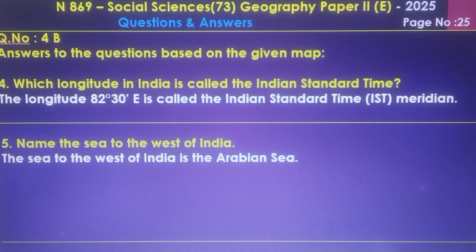Question number 4, which longitude in India is called the Indian Standard Time meridian? The longitude 82 degree 30 E is called the Indian Standard Time, IST, Meridian. The fifth one, the name of the sea to the west of India. The sea west of India is the Arabian Sea.